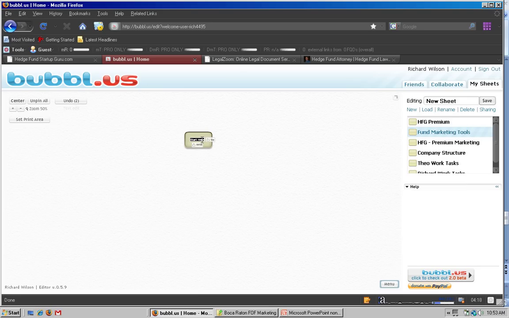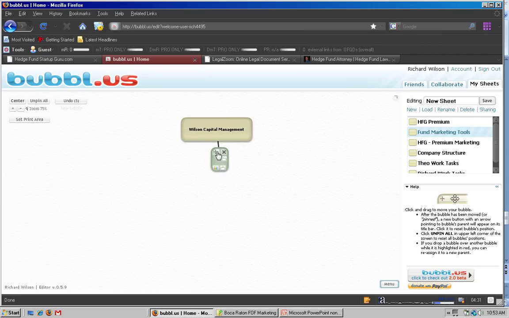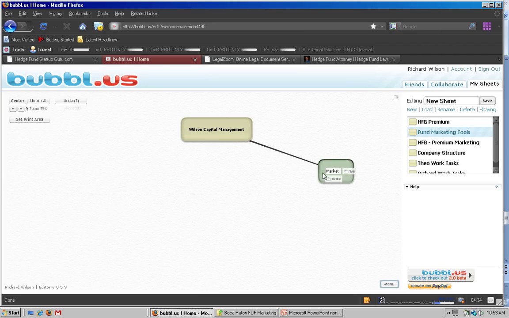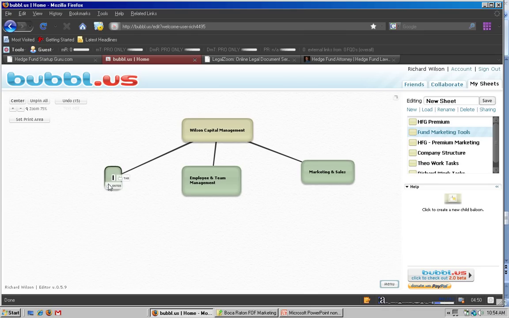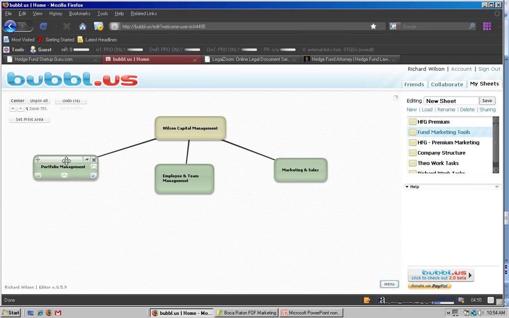So here in the middle, we're going to put, let's say, Wilson Capital Management. Now this might be a business plan for yourself, just a visualization for yourself and managing your fund. Next here, you could put marketing and sales. Down here, you could put employee and team management. Over here, you could put portfolio management.